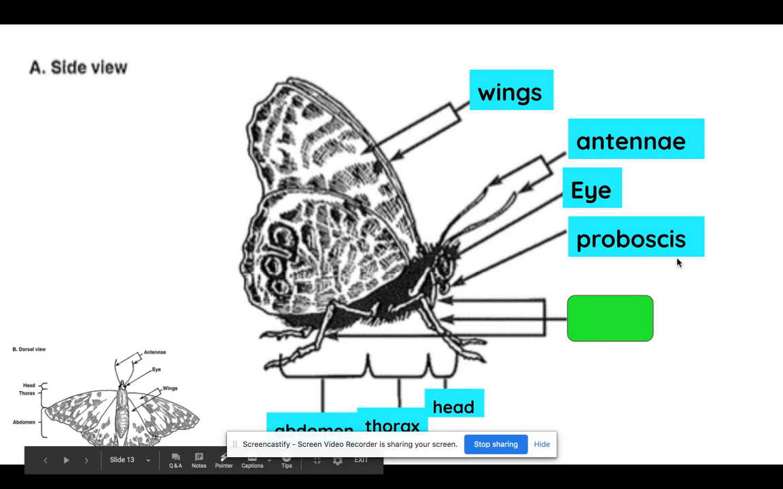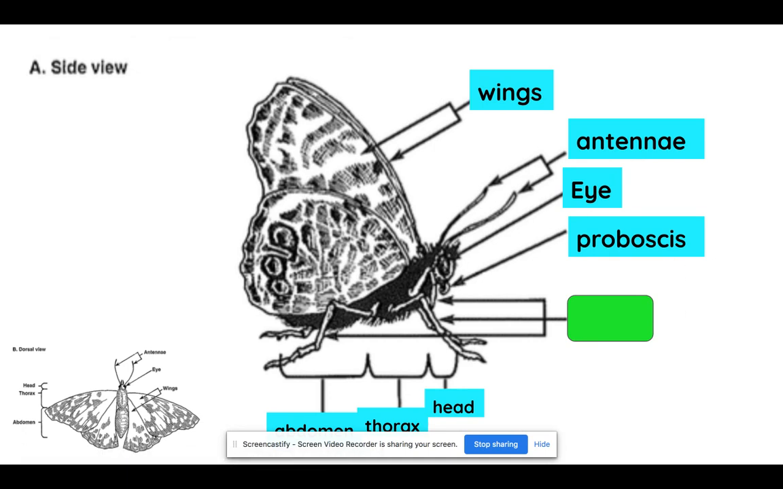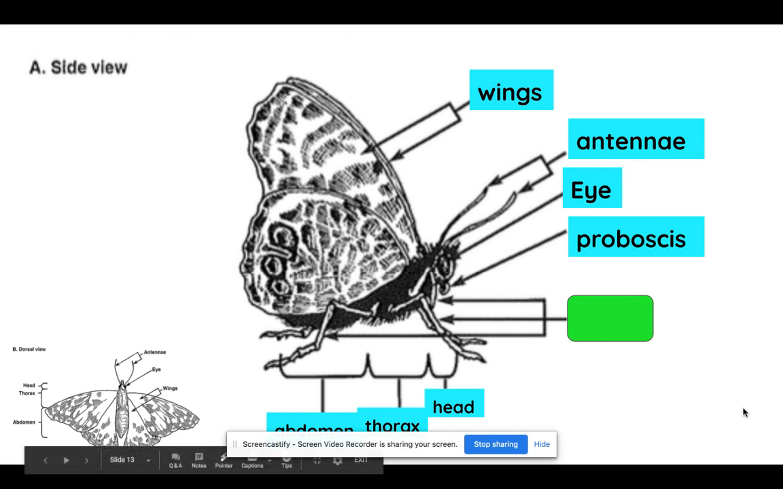The proboscis. We're going to learn more about that next week, but this is the equivalent of a mouth or a tongue for a butterfly. Like I said, in a future lesson, we'll learn more about the kind of food that the butterfly eats and how this is used to eat it. You'll see the proboscis is curled up there. The proboscis actually opens up for the butterfly to eat when it is getting food.